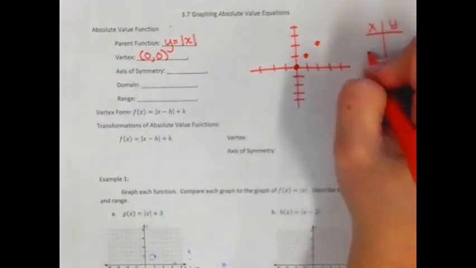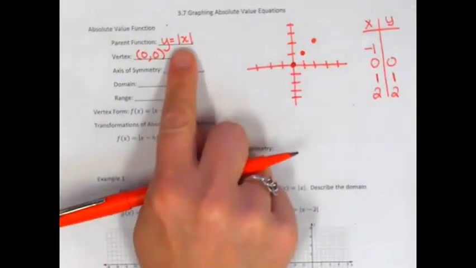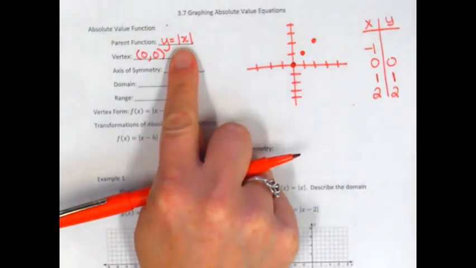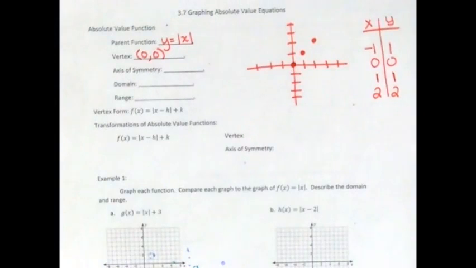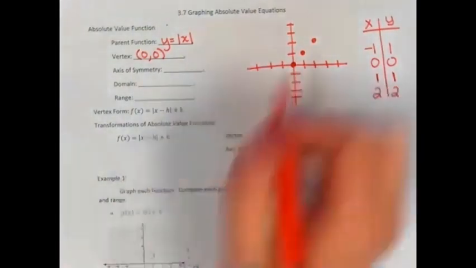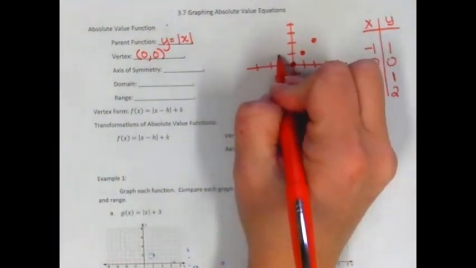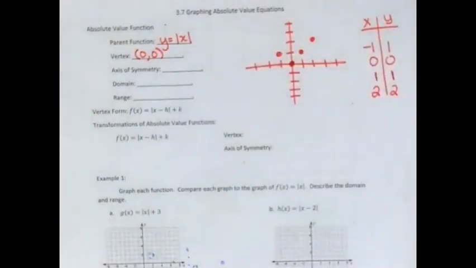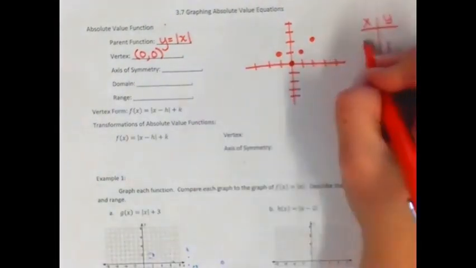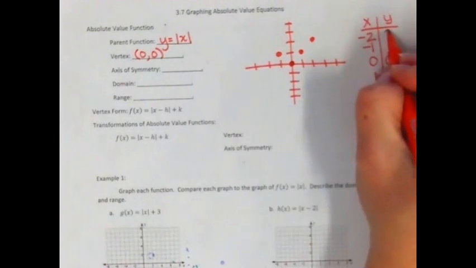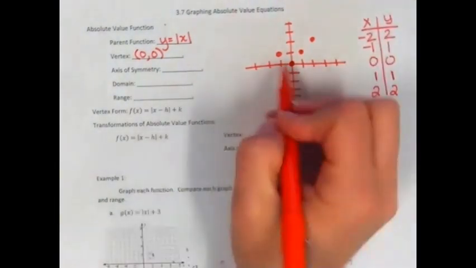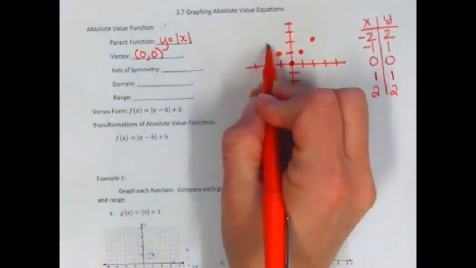Now let's go on the other side of 0. Let's do -1. What's the absolute value of -1? No, it is 1. Why? Because the absolute value is the distance. And isn't the distance always positive? Yeah. So we have the point of -1, 1. What if I plug in -2? Wouldn't that be +2? Yeah. So do I have the point of -2, +2?